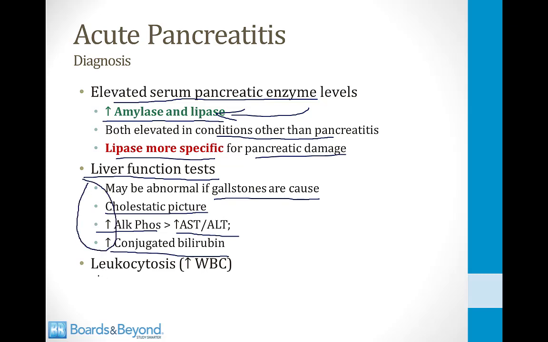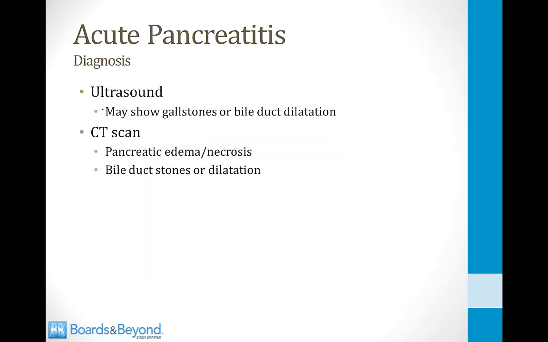And then finally, you can see an elevated white blood cell count in patients who have acute pancreatitis. Imaging is also sometimes used when the diagnosis of acute pancreatitis is being considered. An ultrasound of the right upper quadrant may show evidence of gallstones in the bile ducts. A CAT scan may show edema of the pancreas and necrosis. We'll see some pictures of that in a minute.